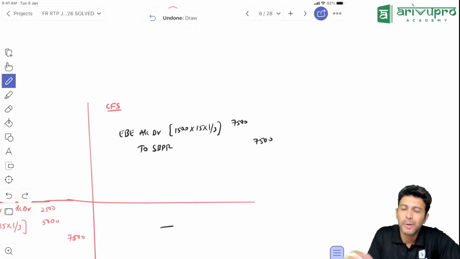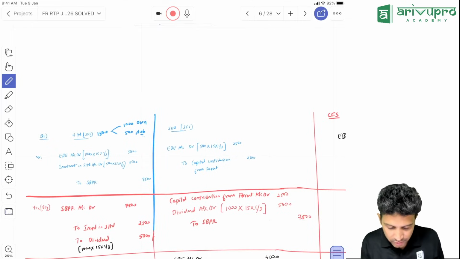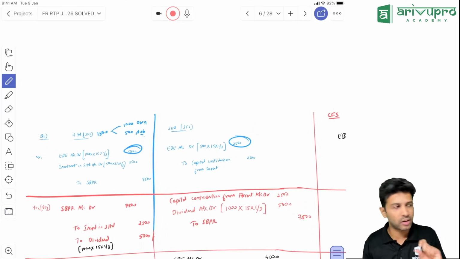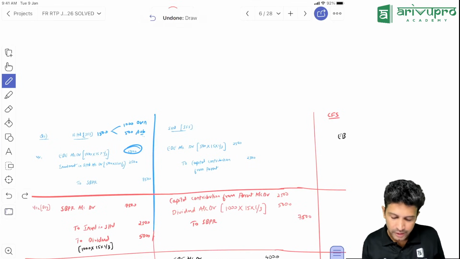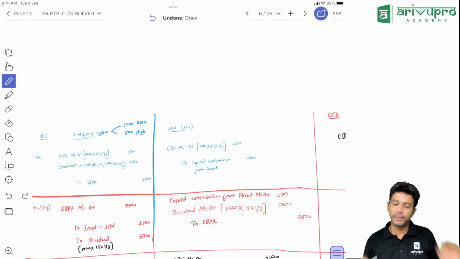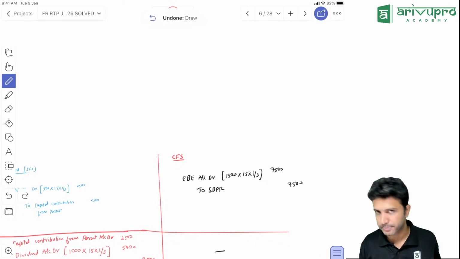That's all. Because totally 1,500 shares are given, and the loss per share is 15. You'll have to book it over the vesting period. Like that also you can calculate. Or you can simply sum up the entries. Employee benefit expense, wherever you have debited, add. This debit and this credit will get nullified. SBPR credit 7,500 will remain. So that is the journal entry in the consolidated financial statements for the first year.